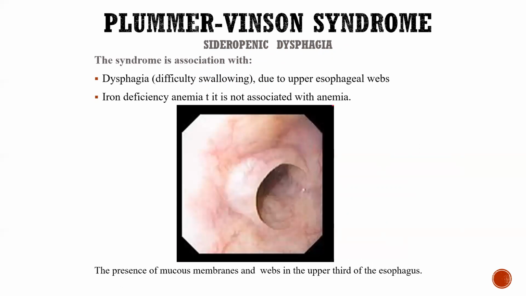Sideropenic syndrome can also be associated with dysphagia due to upper esophageal webs, or iron deficiency anemia not associated with anemia itself. The presence of mucous membrane webs in the upper third of the esophagus you can see on this slide.